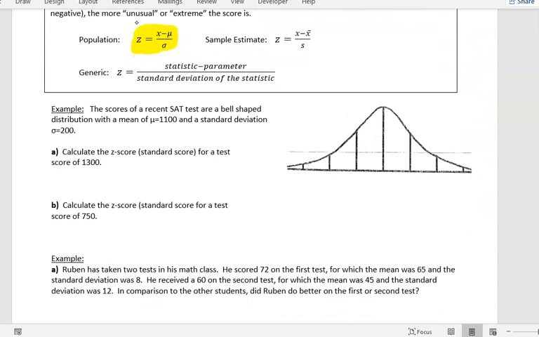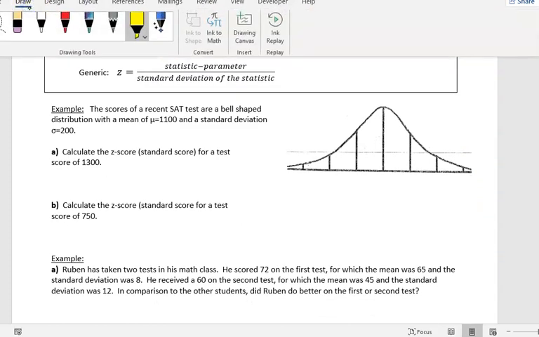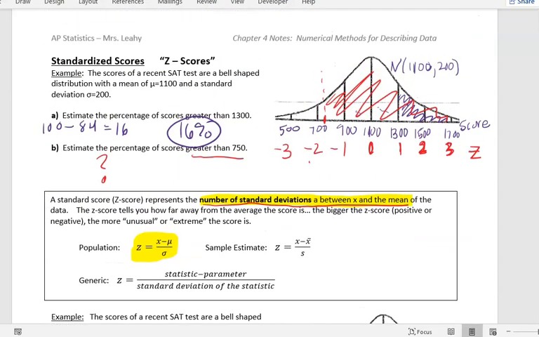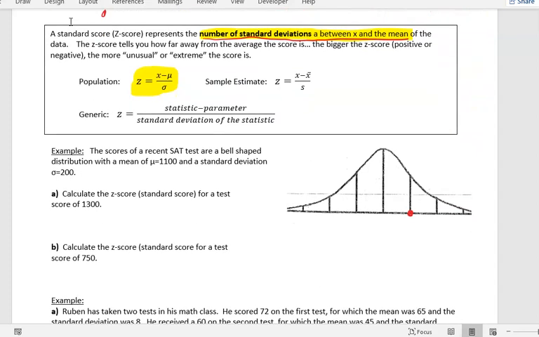It's the same problem again, but this time it says the scores of a recent SAT are a bell-shaped distribution with a mean of 1100 and a standard deviation of 200. Calculate the z-score for a test score of 1300. Now, if you remember, 1300 was right here up at the top of the page. Okay, 1100 plus 200, 1300. I'm going to go ahead and label this. I can tell that using z-scores, this ought to be a z-score of 1, because 1300 was 1 standard deviation above the mean.